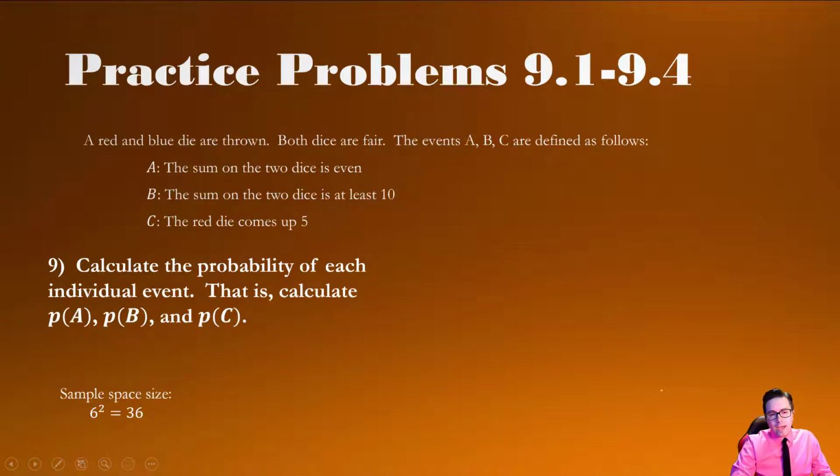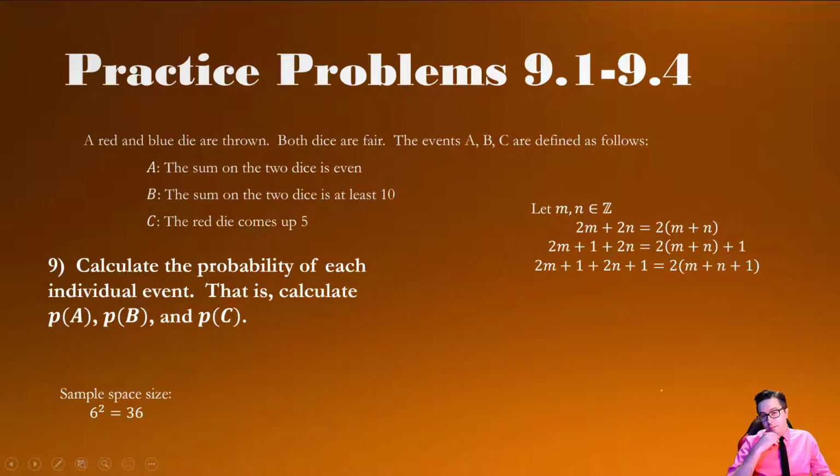Now, let's look at A. We're finding the sum of two dice, so look what happens when we add two integers together. If they're both even, then the result is clearly even. If one of them is even and one of them is odd, then it ends up being odd. And likewise, when they're both odd, then it's even. So in order for our sum to be even, both values have to be even or both values have to be odd.